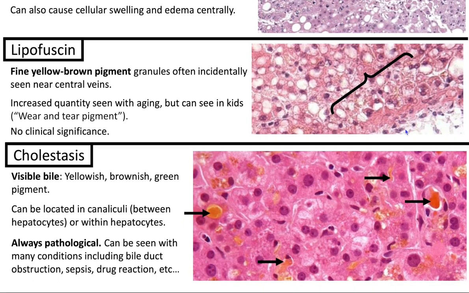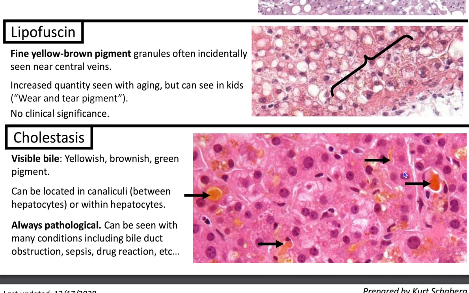Lipofuscin, I really like this. This is a fine yellow-brown pigment. It's the senior freckles of cells that is often incidentally seen near zone 3 or central veins. It's a wear and tear pigment, although you generally see it more so in older patients. You can see it in kids and it has no clinical significance.